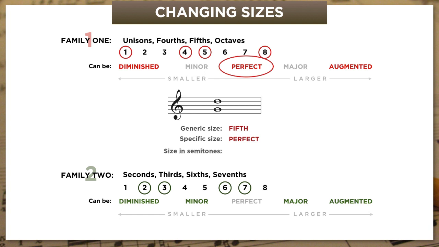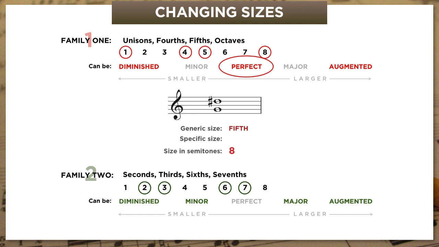Let's also note that a perfect fifth is 7 semitones wide. That'll let us track variations in size very precisely. Suppose I add a sharp to the top note. That's going to make the interval bigger, so it's not going to be perfect anymore. It's going to be some other descriptor, some other specific size.